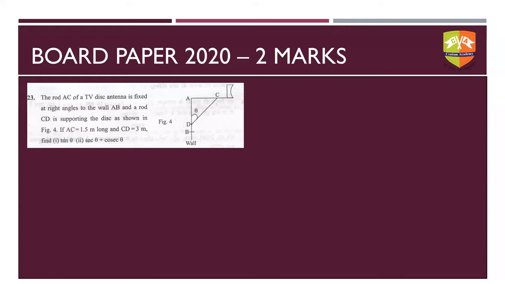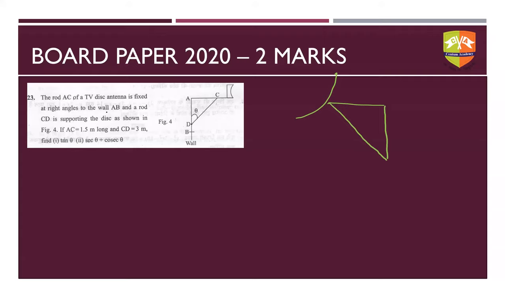Next, let's go to this one. This is the question which came in the board paper last year for 2 marks. The rod AC of a TV dish antenna is fixed at right angles to the wall AB, and a rod CD is supporting the dish as shown. You have seen this kind of arrangement in your dish antenna. When you go to your terrace, you will see the dish antenna is supported on this kind of beam, a structure fixed on the wall. That's what they are trying to show, right?